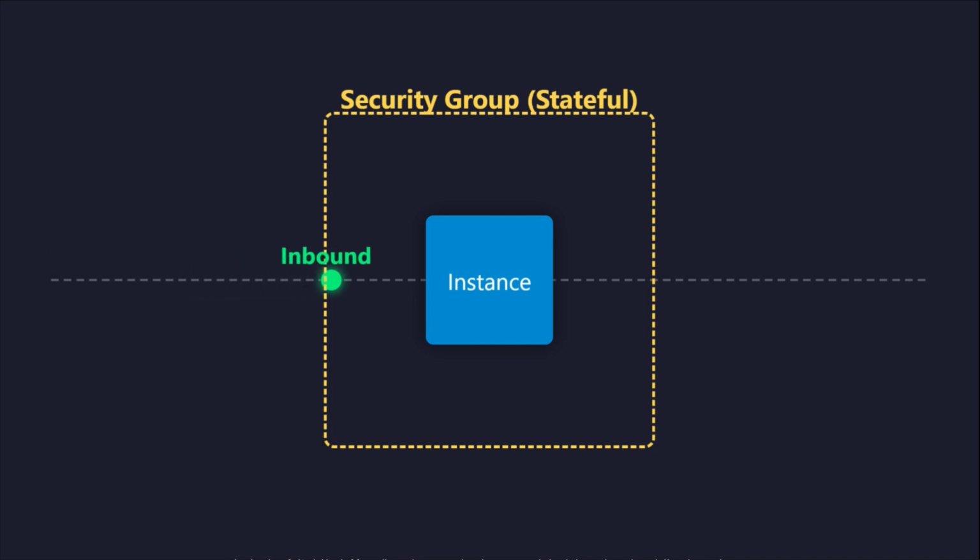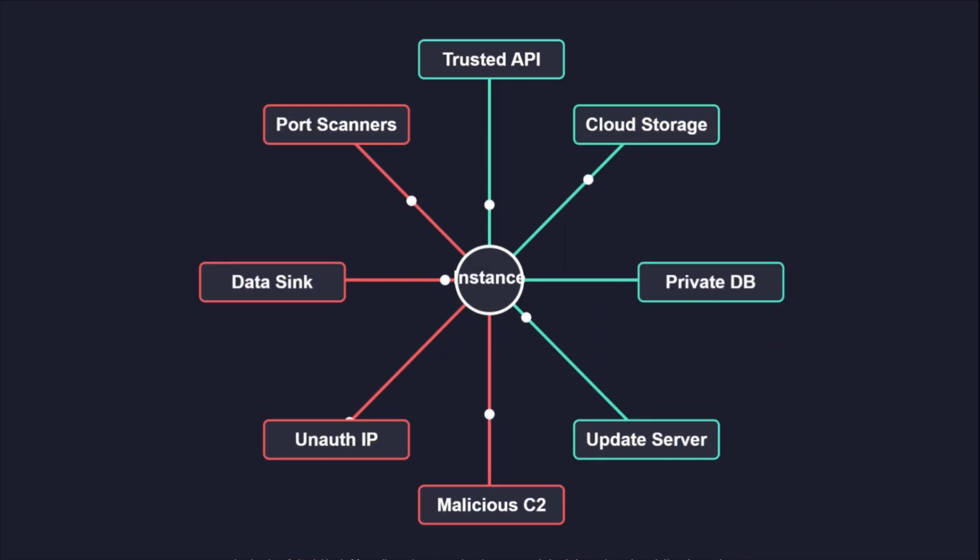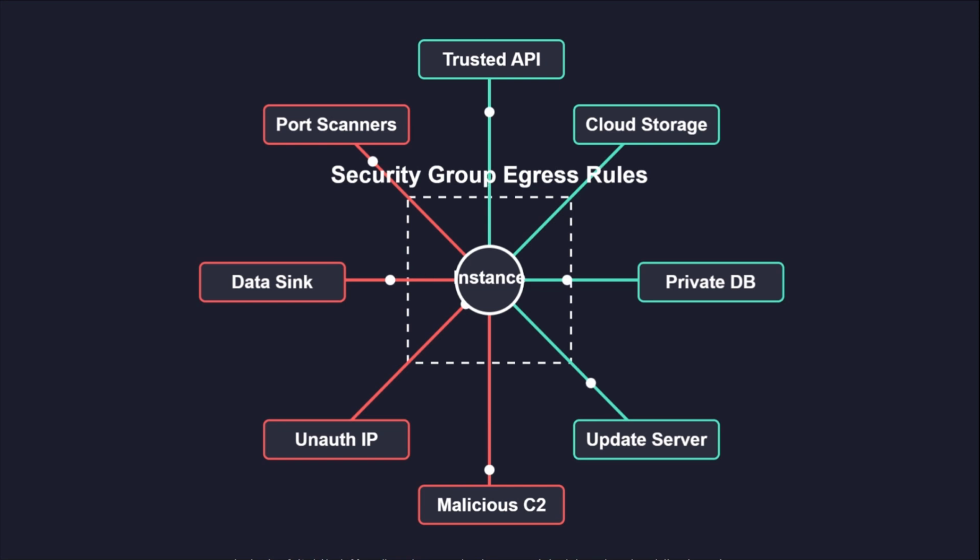Security groups act as a virtual firewall for your instances. Because they are stateful, allowing inbound traffic automatically allows the corresponding outbound response traffic, regardless of egress rules. Explicitly define egress rules to limit where your instances can send data. Restricting outbound traffic to specific ports or destinations reduces the risk of data exfiltration if an instance is compromised.